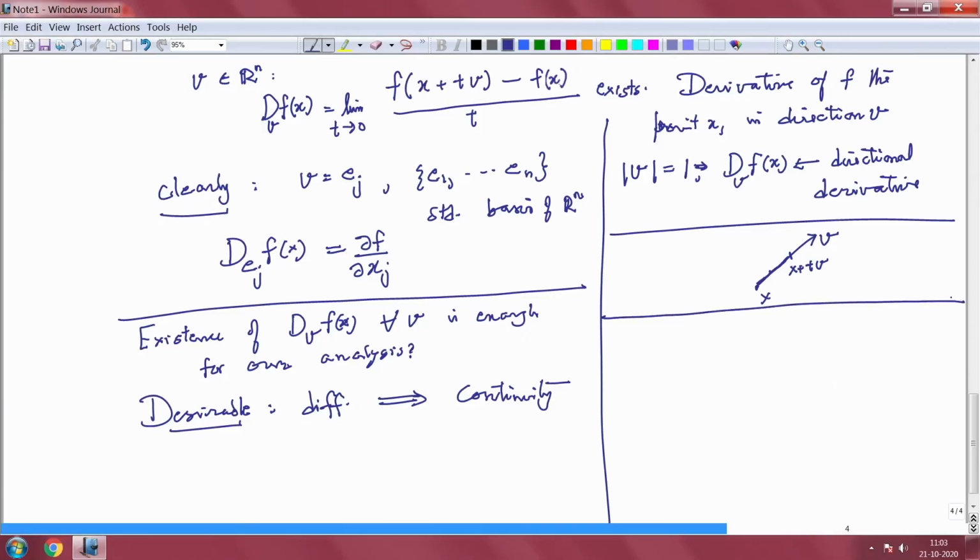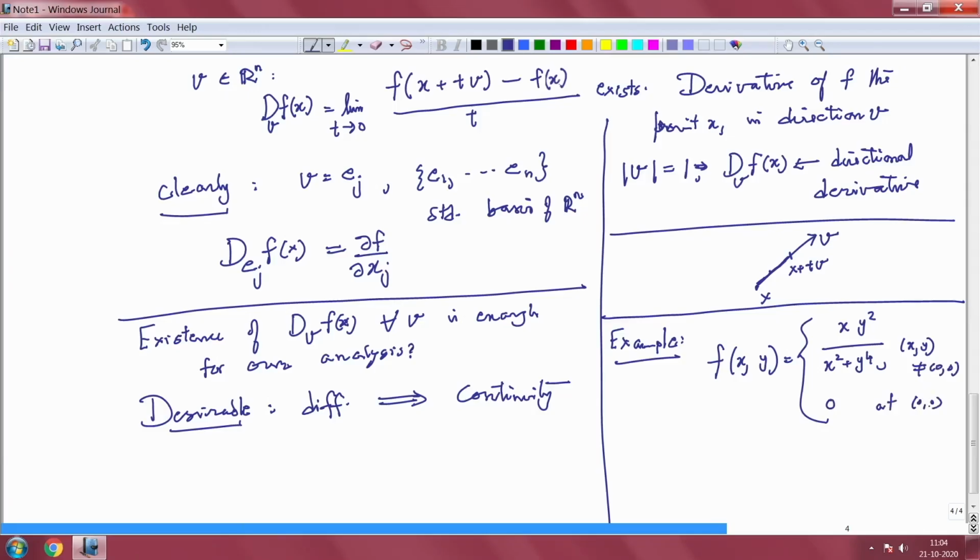Unfortunately, the example which I am stating here, and I suggest all of you do this problem, is a 2-dimensional example. I define f of x y equal to x y square by x square plus y power 4, for x y different from 0. At 0 you define it to be 0.